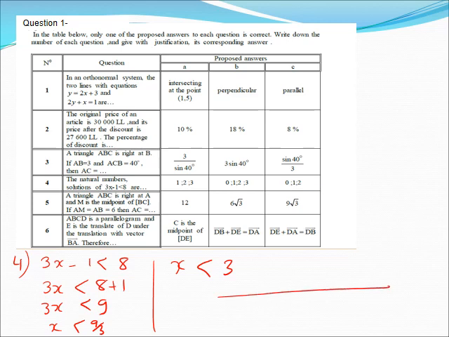x is less than 3 and a natural number, so more than or equal to 0. So the answer is between 0 and 3. The answer is 0, 1 and 2. 3 is not included since we have less than only. The answer is C.